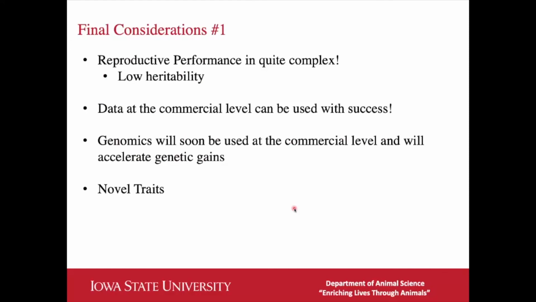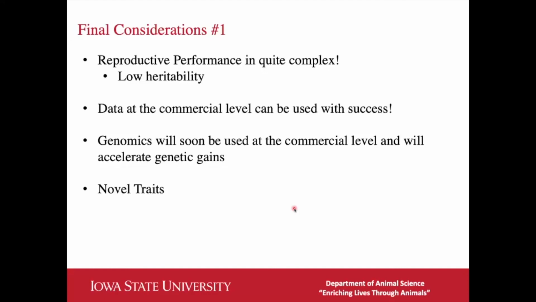We're showing that data collected at the commercial level can be used with success. So the SP ratio cannot be observed at the nucleus, okay? But it is constantly observed at the commercial level. The microbiome data was collected at the commercial level, so there is great potential there. As genomics gets cheaper and cheaper, soon this will be a very standard procedure to genotype all animals at the commercial level. So this will accelerate genetic gains much more. And we're looking at these two novel traits.